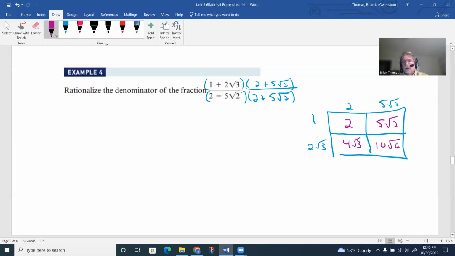So the numerator, there's no like terms. So that's just going to be 2 plus 5 square root of 2 plus 4 square root of 3 plus 10 square root of 6. Those are not like terms. And then on the bottom, remember with conjugates, all you have to do is square the first term. Well, 2 times 2 is going to be this 4. And then if you square the last term, that's going to be a 5 radical 2 times a 5 radical 2.